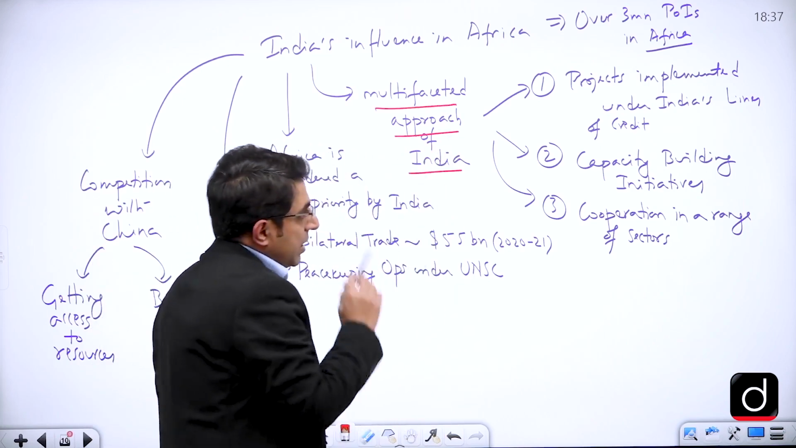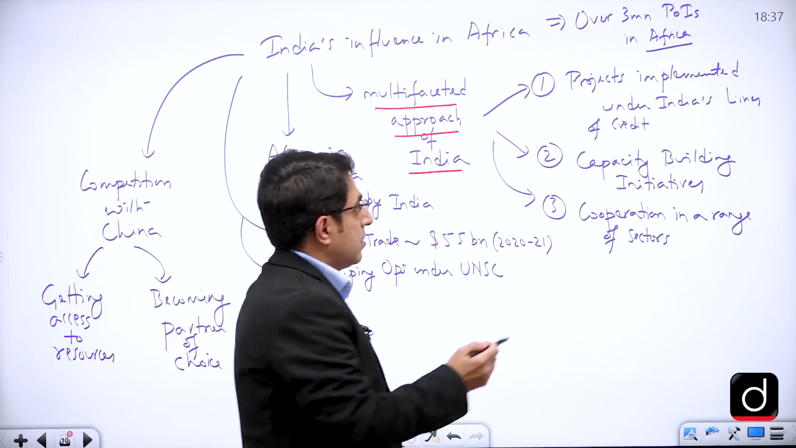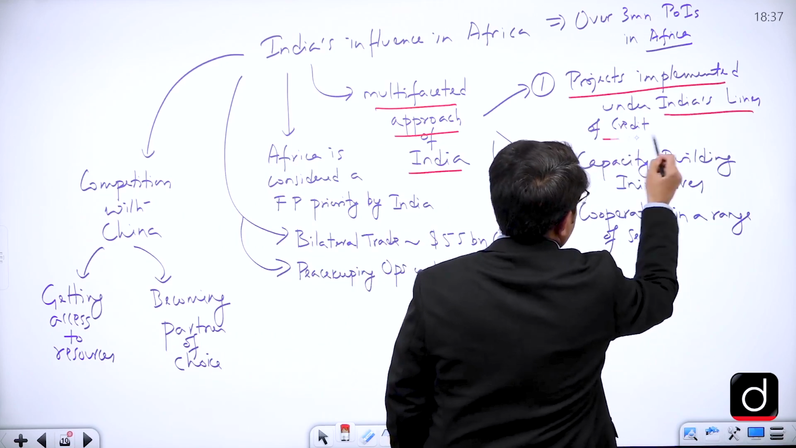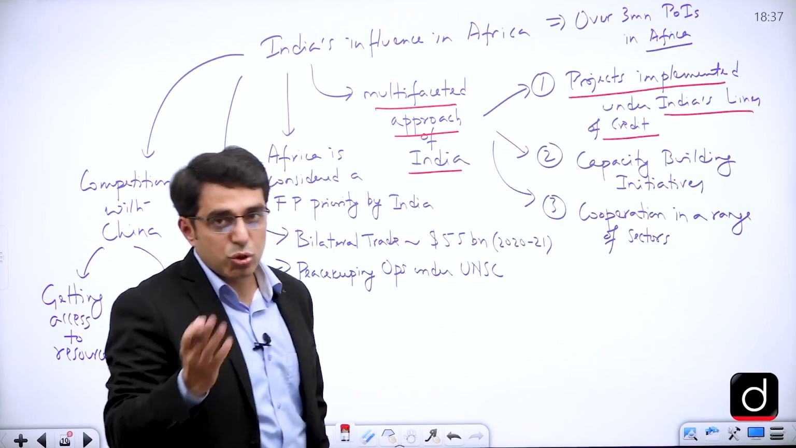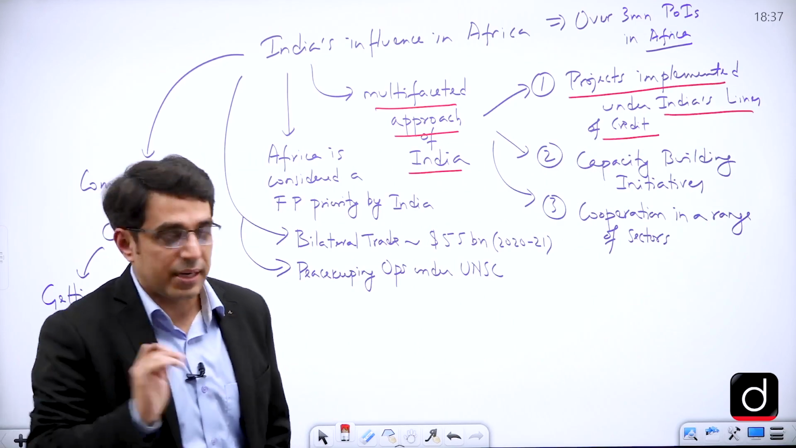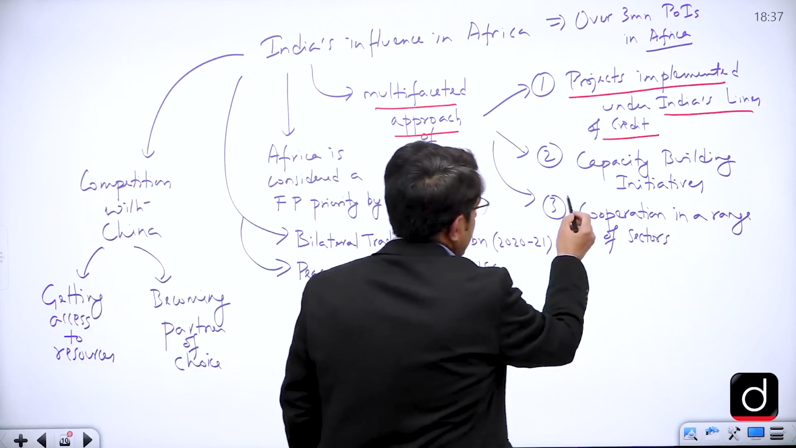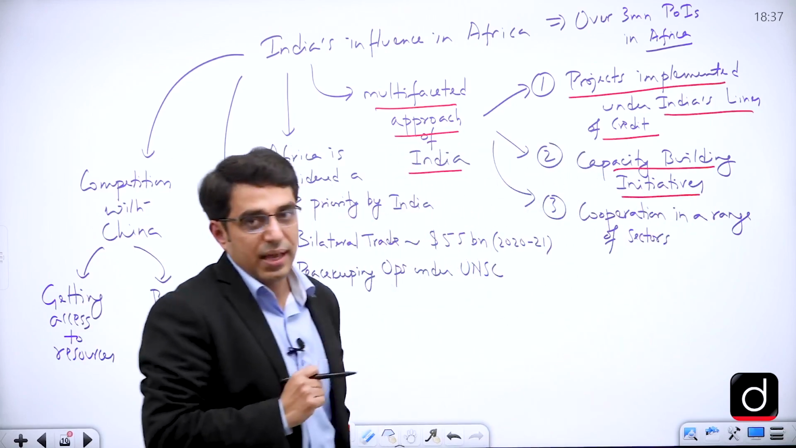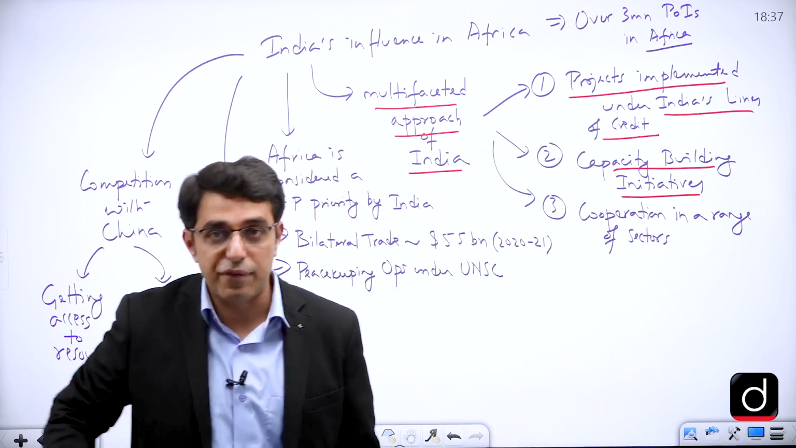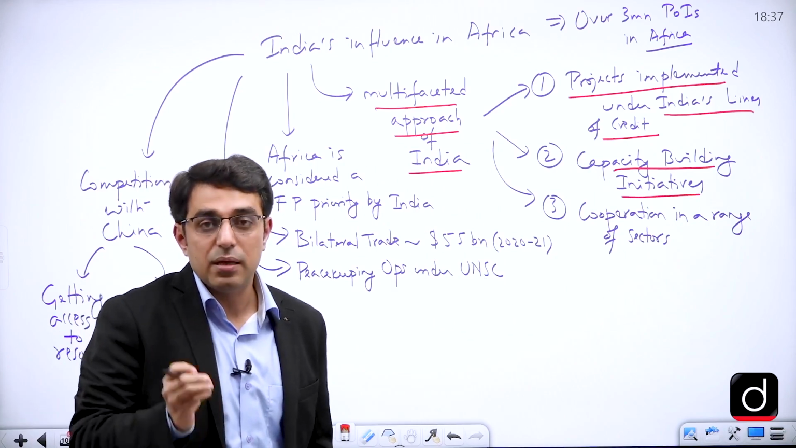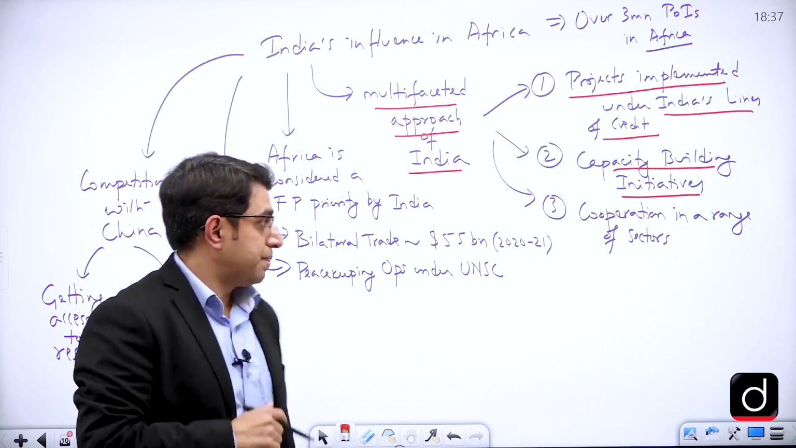This multifaceted approach involves projects which are being implemented under India's lines of credit. India has been giving grants to African countries as well as concessional loans. That is part one. Then, India is engaged in capacity building initiatives with the African countries, and it is much appreciated by them, because ultimately that is skilling of the African population.